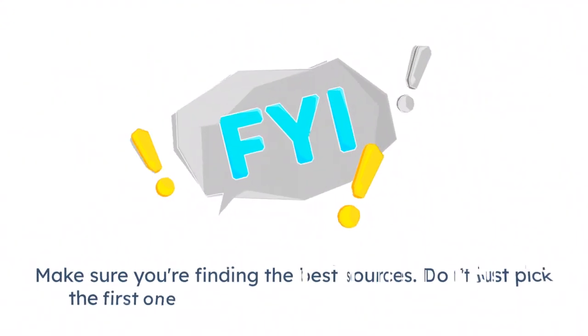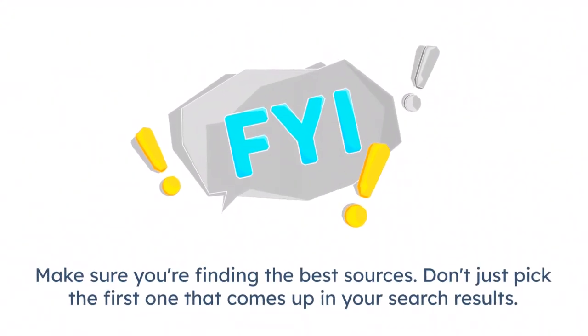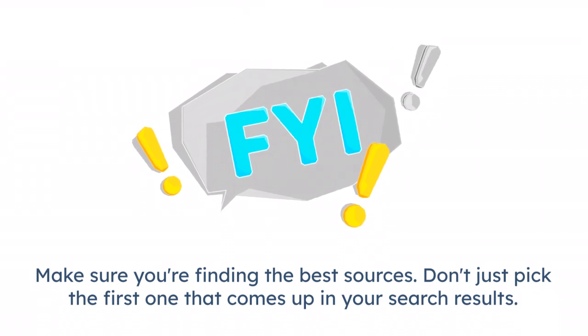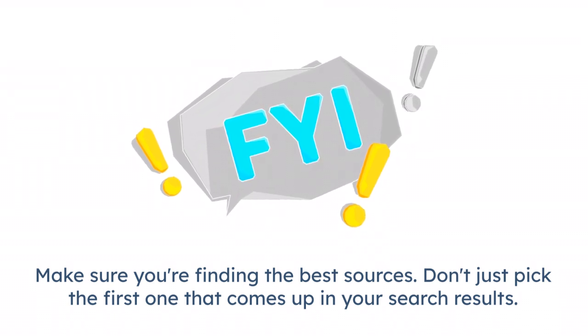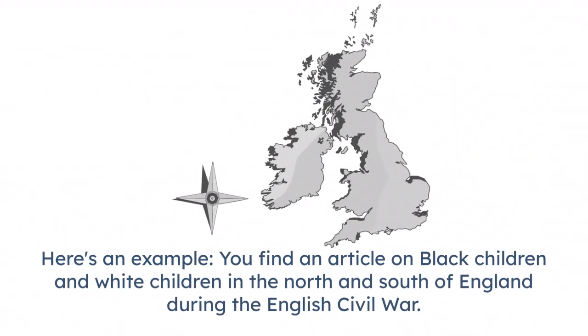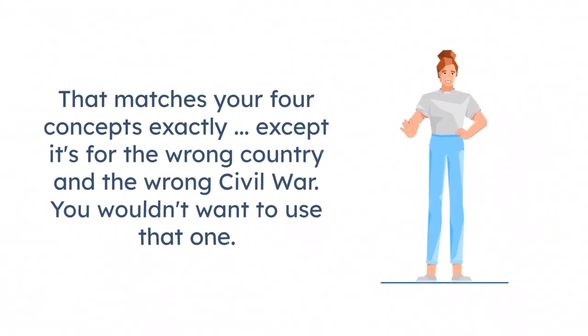One thing to remember is that you want to find the best sources for your project. Don't be tricked by an article that sounds perfect on the surface, but isn't closely related to your topic. For example, let's say that you find an article on black children and white children in the North and South of England during the English Civil War. That sounds great, except that the English Civil War was completely different from the American Civil War, so it's not a good choice for this project.